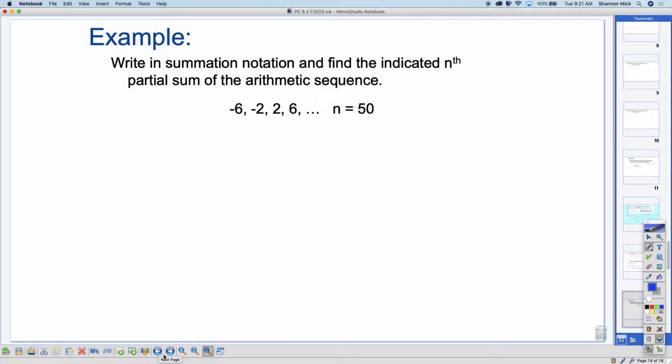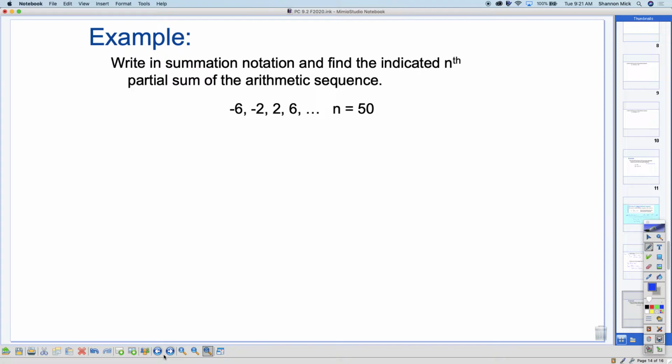Okay, so write as summation notation. Now, summation notation we talked about yesterday, right? It's just a summation and a definition, nothing else. When it says summation notation, what do you put in there? A sigma and a definition. And you need a lower limit and an upper limit, and an index.